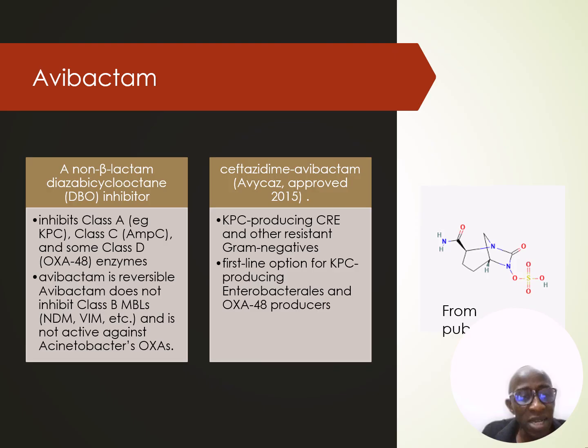Avibactam is reversible. Avibactam does not inhibit class B MBLs or the New Delhi ones, and is not active against Acinetobacter. It inhibits class D beta-lactamases, the Klebsiella pneumoniae carbapenemases that produce carbapenem-resistant Enterobacterales and other resistant gram-negatives. So it's a first-line option for KPC-producing Enterobacterales and OXA producers.